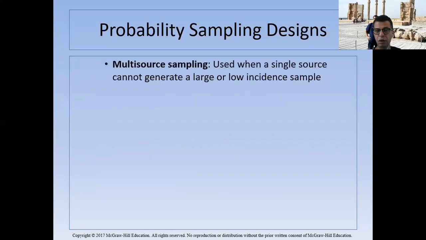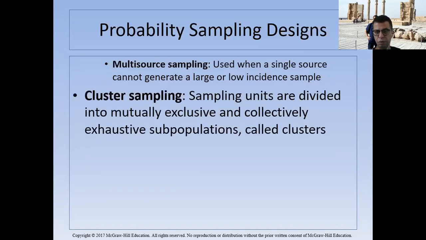And there is multi-sourcing. Multi-source sampling is used when a single source cannot generate a large or low-incidence sample. So if interviews aren't generating enough, you can use telephone, mail, and email to reach other people. And clustering is just grouping together: you break the population into groups and start selecting samples out of these groups.